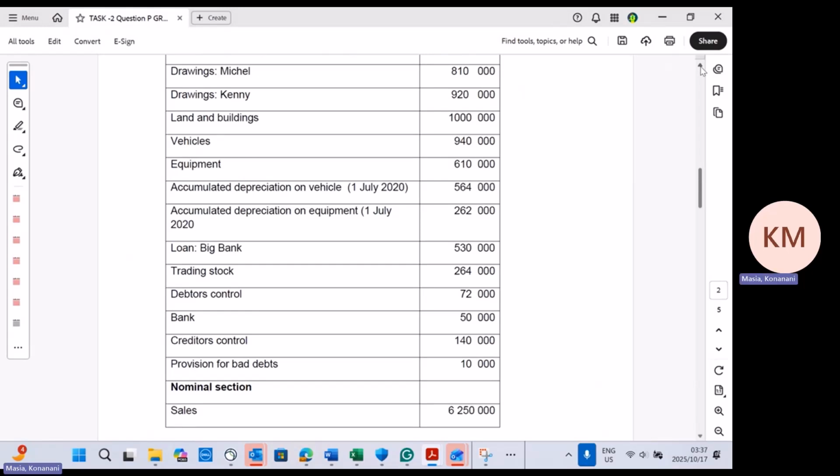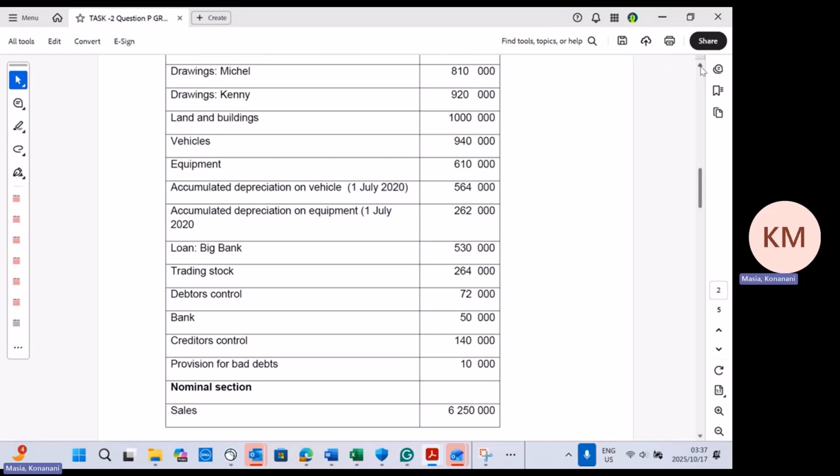That is the cost. But when it comes to equipment, it is the diminishing method, then it means I need to say cost minus accumulated depreciation. But when I determine the depreciation on vehicle, I am just going to say the cost, which is 940 multiplied by 20%, while for the equipment it is 15%, but using the diminishing method. Diminishing method, as I said earlier, is about cost minus accumulated depreciation. I hope you understand, okay?